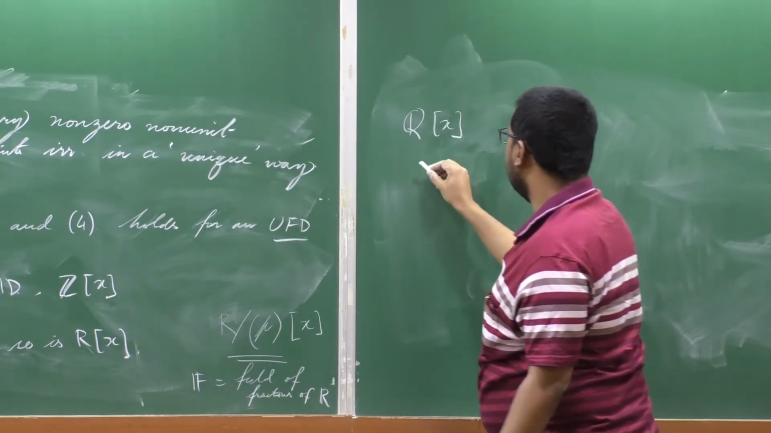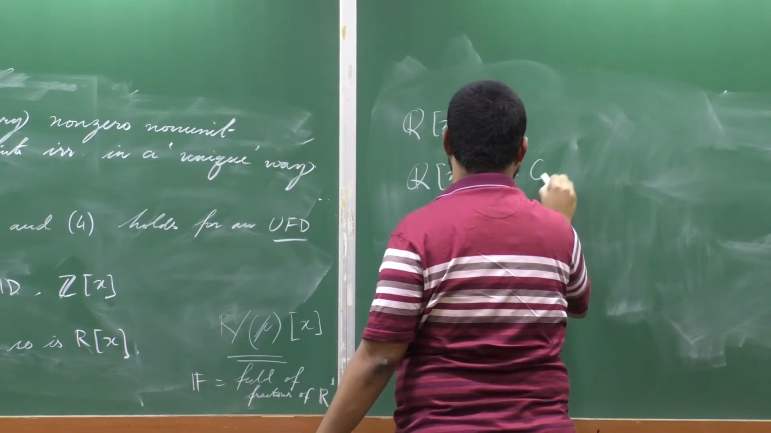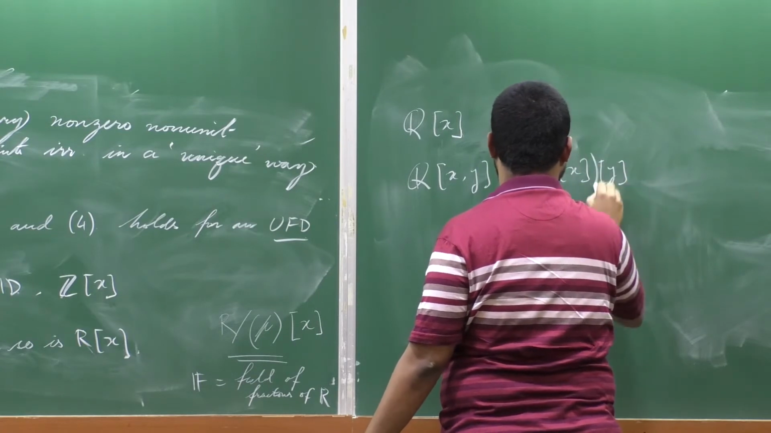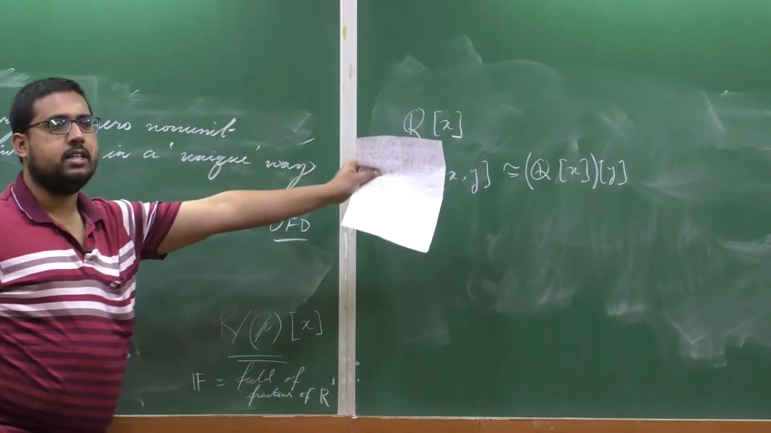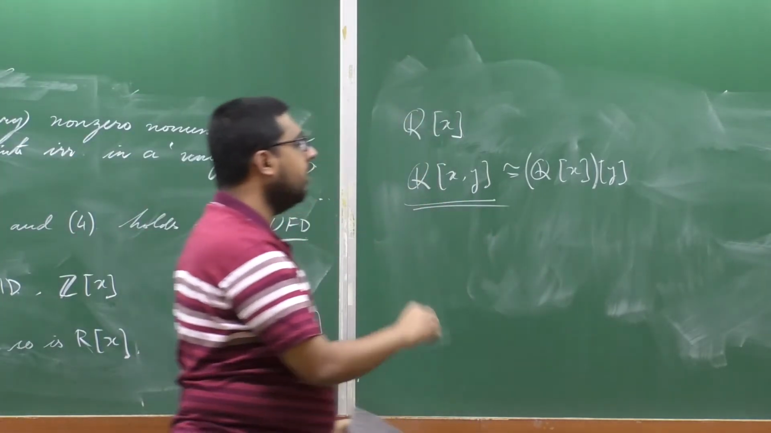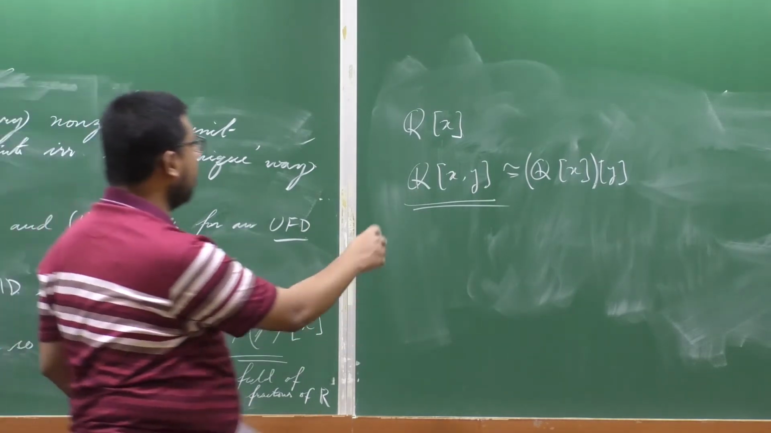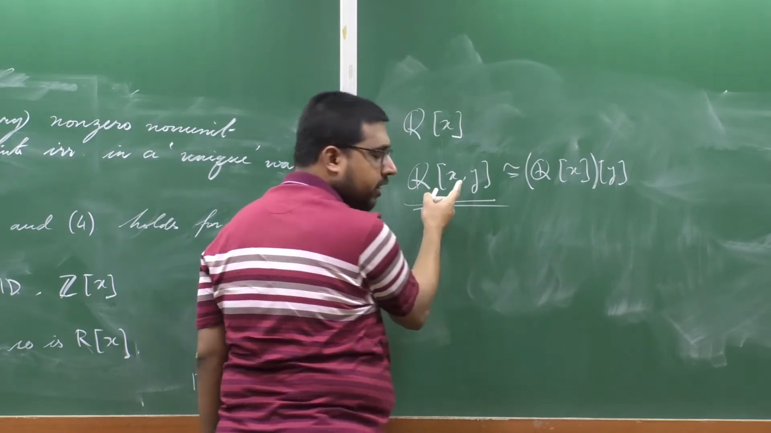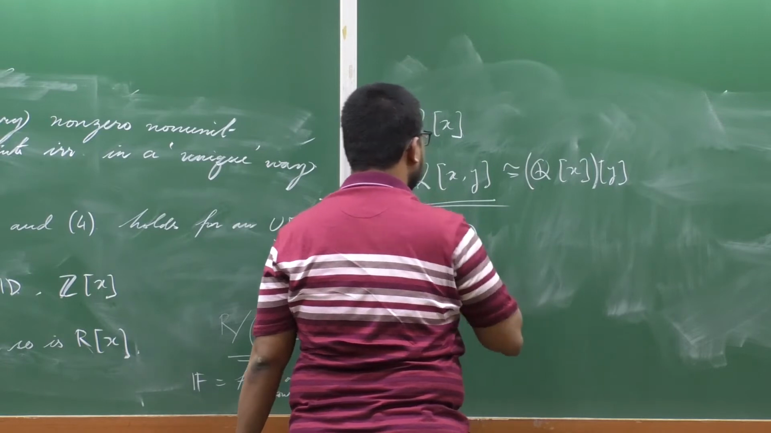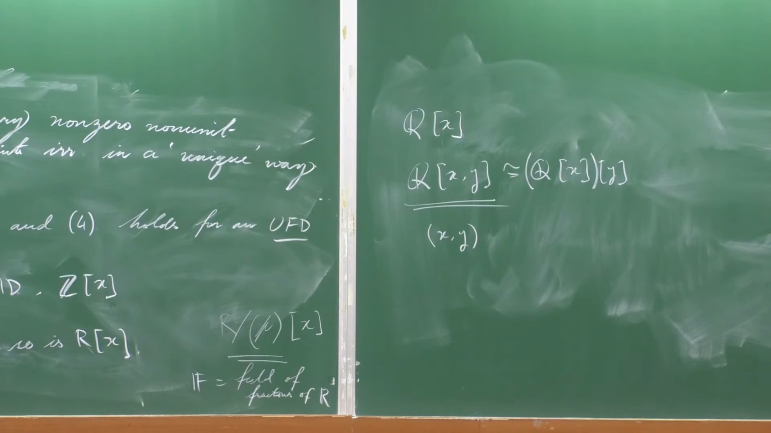Now, why don't you consider one step ahead? Q[x][y], which is isomorphic to Q[x,y]. Since Q[x] is a PID, hence it is a UFD, therefore this ring is going to be a UFD. Let me again stress that though this ring is an integral domain, it is in fact not a PID, because the ideal generated by x and y is not going to be a principal ideal. However, it is going to be a UFD, and then you can proceed further.